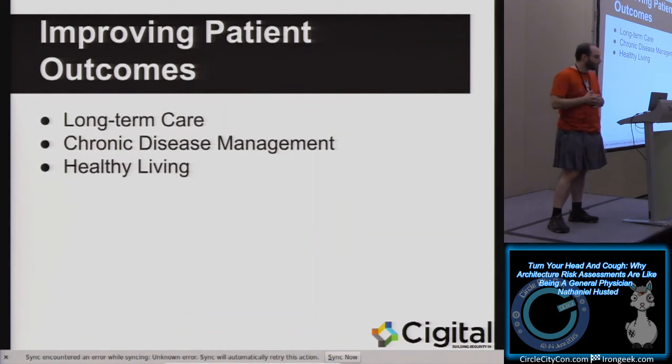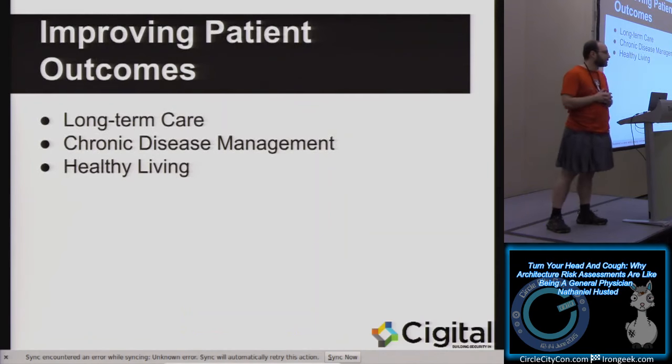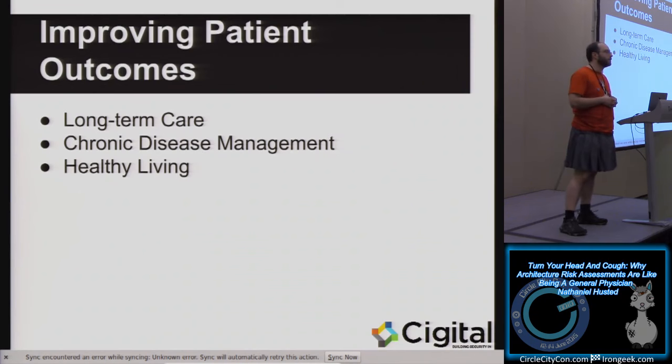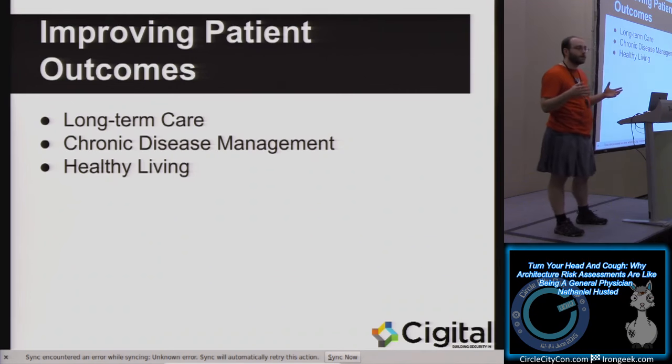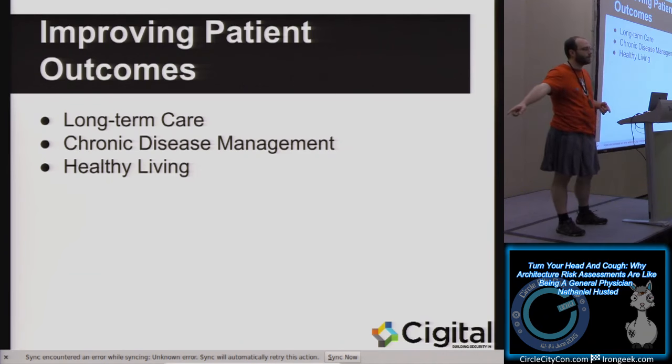But this also talks about the idea of improving patient outcome, right? Doctors are concerned with long-term care. We're not just in it for the current system. A doctor isn't just in it for the current system. And that's true with security architecture review too. If we care just about the current system we're reviewing, we're just going to review the same risks in the next system that we see.